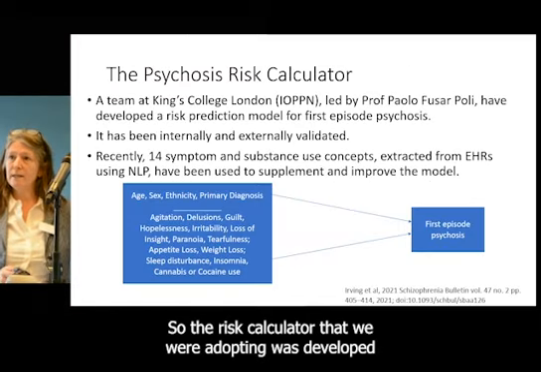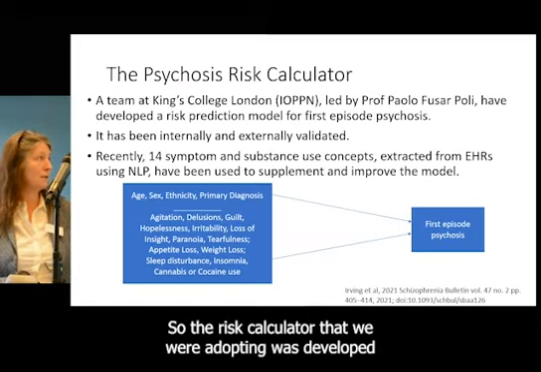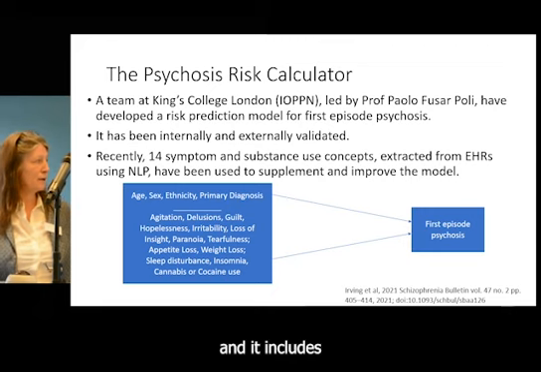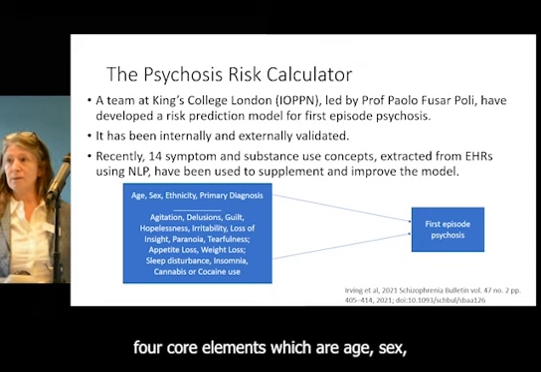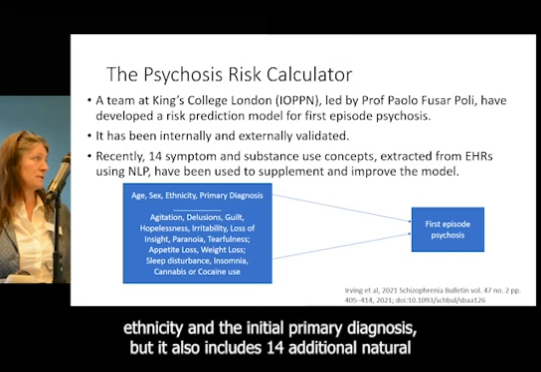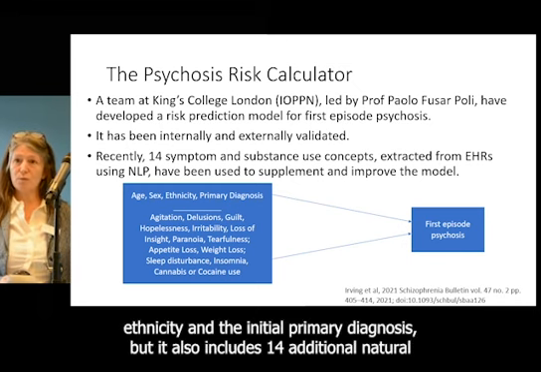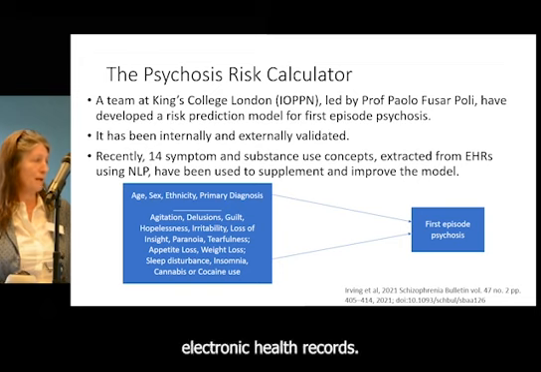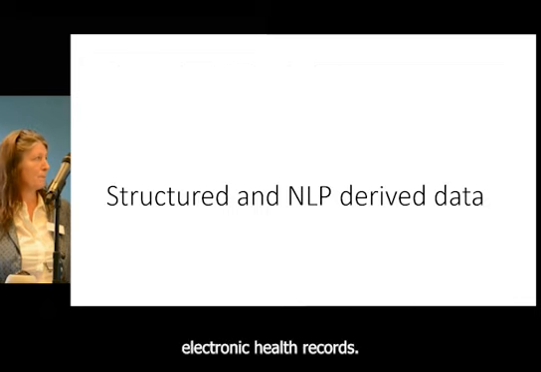So the risk calculator that we were adopting was developed initially in King's by Paolo Fusar-Poli, and it includes 4 core elements, which are age, sex, ethnicity, and the initial presenting diagnosis. But it also includes 14 additional natural language process concepts which are taken from electronic health records.